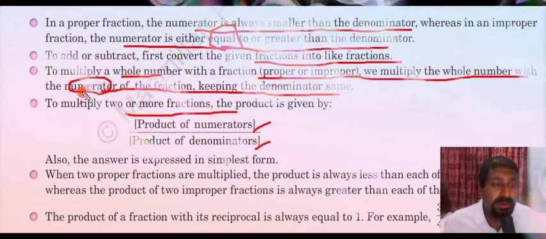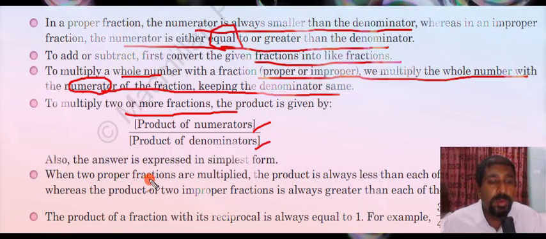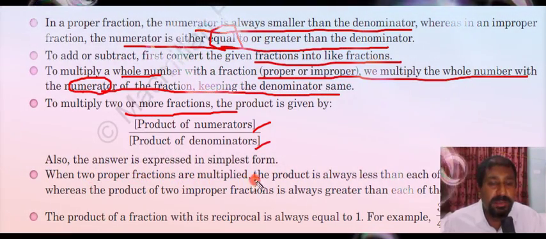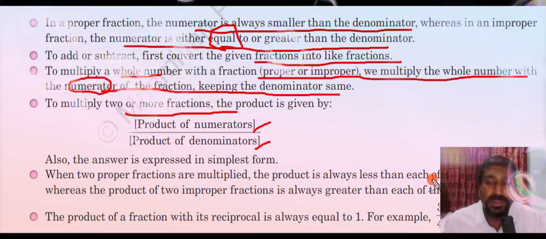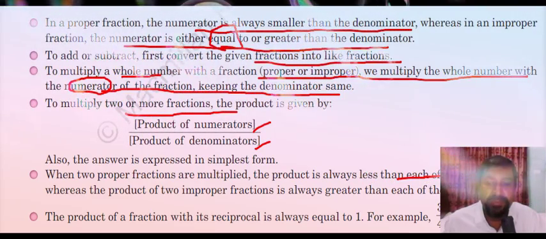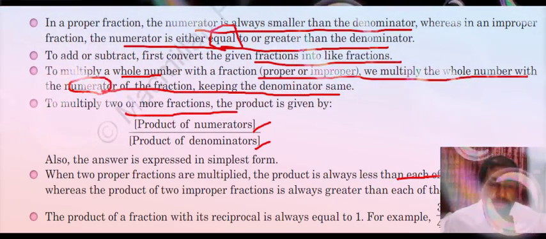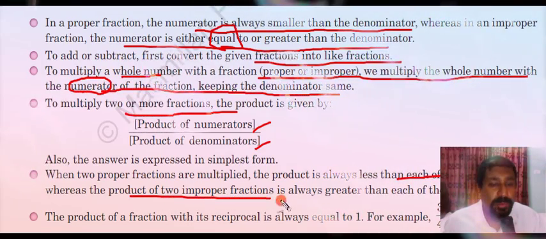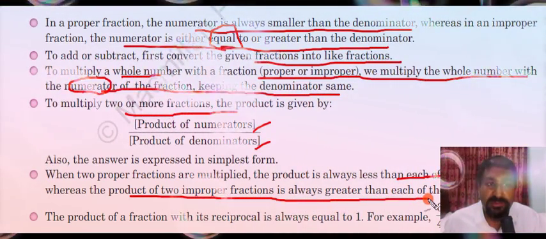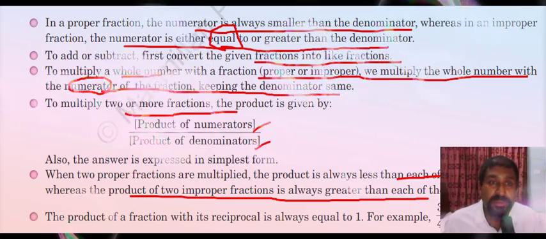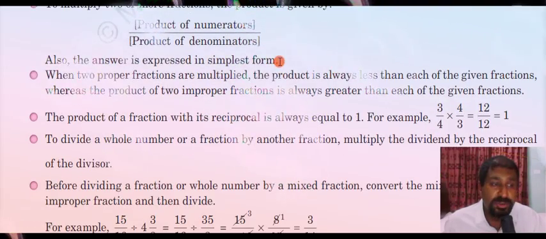Now when two proper fractions are multiplied, the product is always less than each of the given fractions. Again, it's a very important point. Whereas the product of two improper fractions is always greater than each of the given fractions. That's a very important concept here. You should always remember.